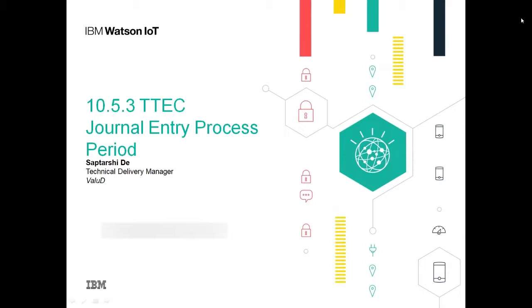Today's session, we are going to look at the journal entry periodic process for the journal entry framework in the 10.5.3 release. The agenda for today's session includes processing periodic and lease event journal entries and rolling the business unit open accounting period.